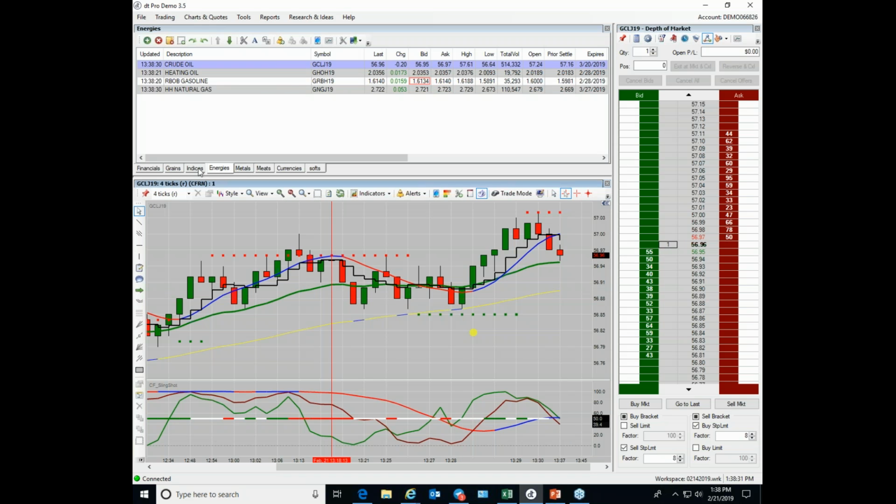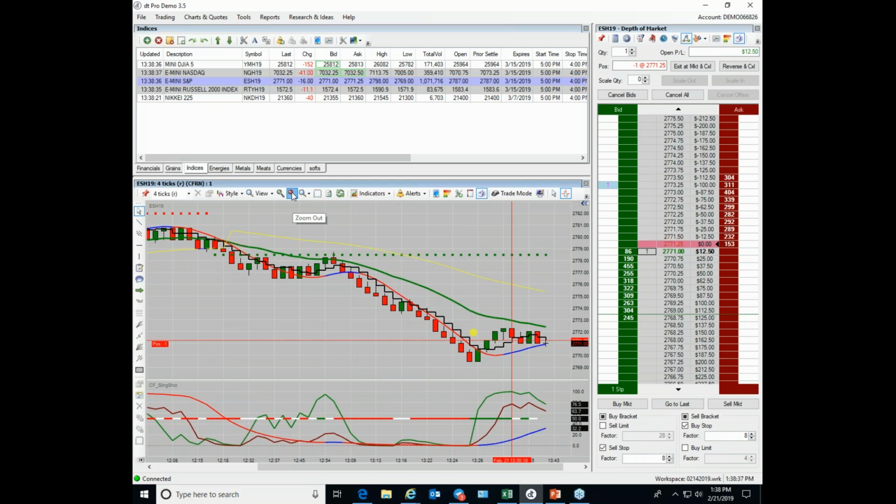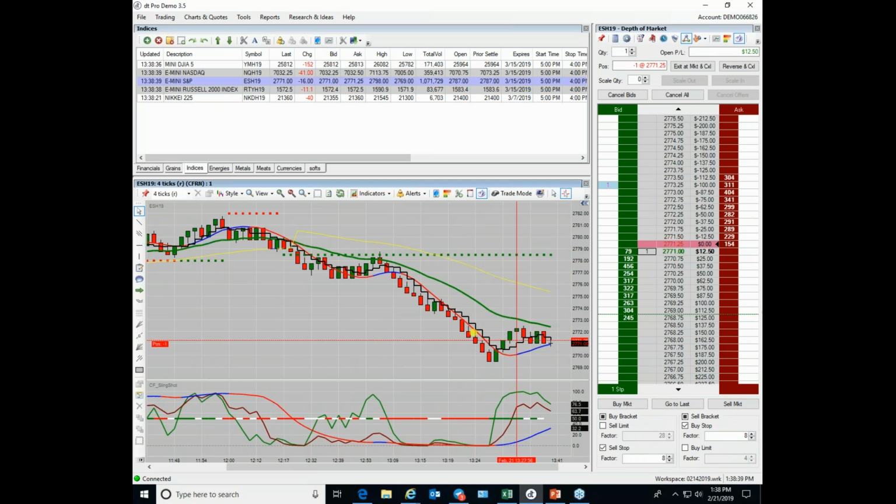I think the ES is moving again, so let's go back there. ES is still in that range. I'll try to stay on top of this. If we get a close below the MA1, then we'll move the stop to the entry. It's just right on the horizon here.